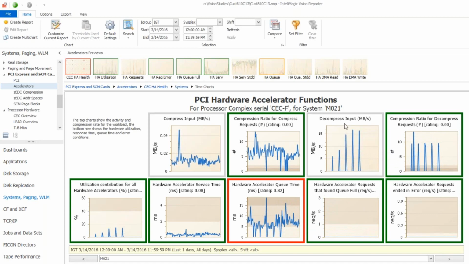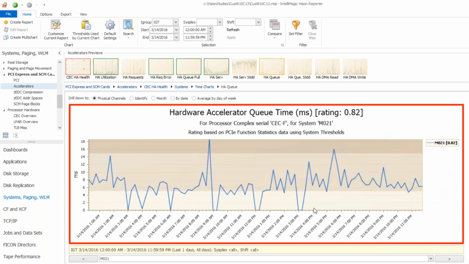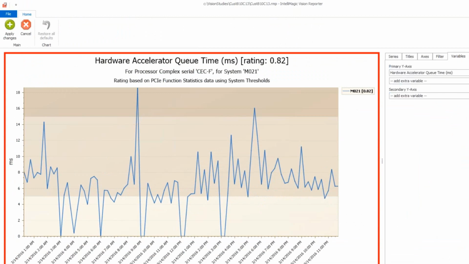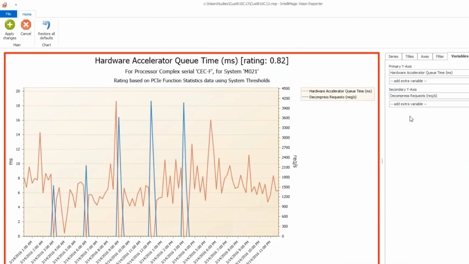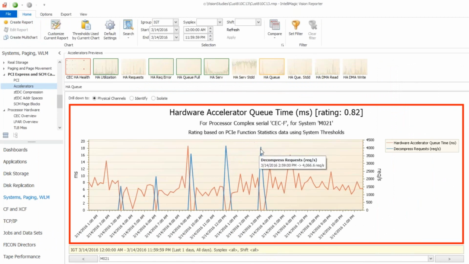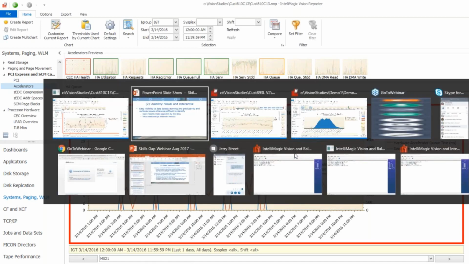that almost all the activity on this system is decompression. There's very, very little compression activity going on. So let's look at these queue times, and let's compare that with the rate of decompression requests. We'll put that on a different axis because it has a different unit of measure. We can see that when there's a lot of decompression activity going on, the queue time is basically 0. By bringing these two metrics together, we can see that this issue is probably not of significance, because it's not happening when there's significant activity going on.